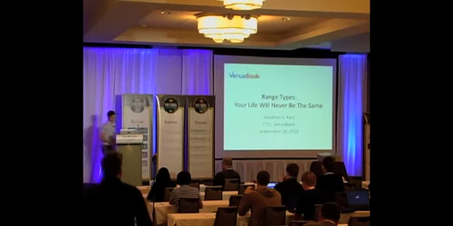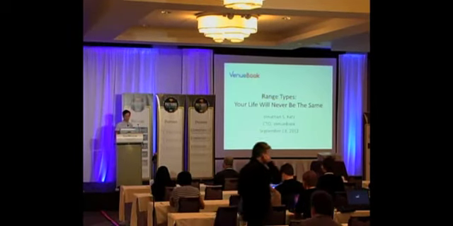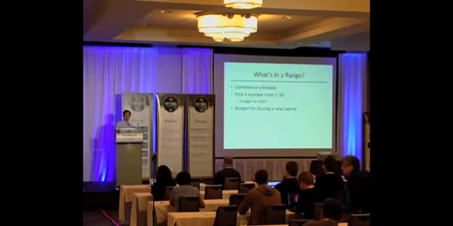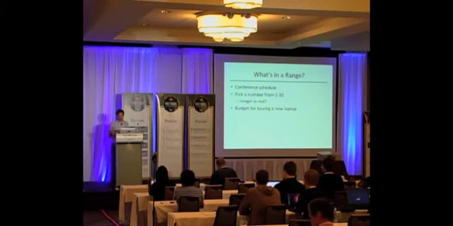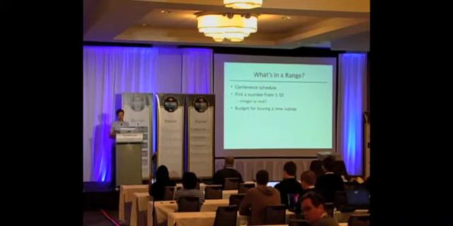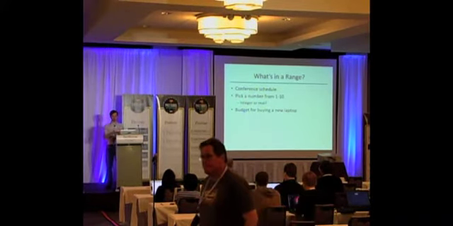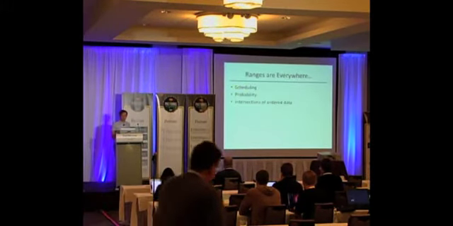All right, so range types and why I'm going to try to transform your life in the next 40 minutes. So what's a range? I think we're all pretty familiar with them. It could be a range of numbers. It could be a range of prices. Basically it's an ordered list that extends from point A to point B, and you know exactly how to get there.